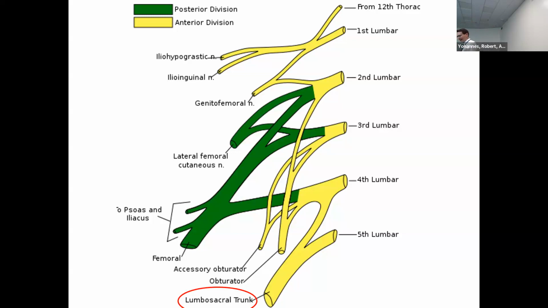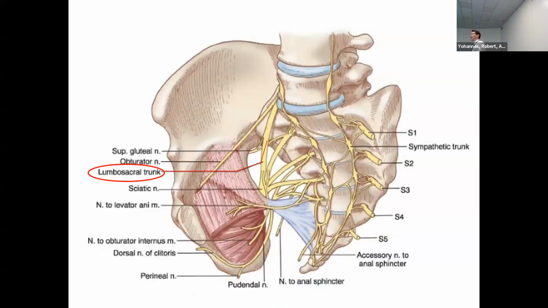However, not only is it important, it's actually very susceptible to problems. Why? Here we see the lumbosacral trunk on the rim of the pelvis. It's susceptible to pressure from above. For example, a baby's head can push on it. Prolonged labor with a large baby head can push on the lumbosacral trunk here, and mom will develop a foot drop. A common concept.